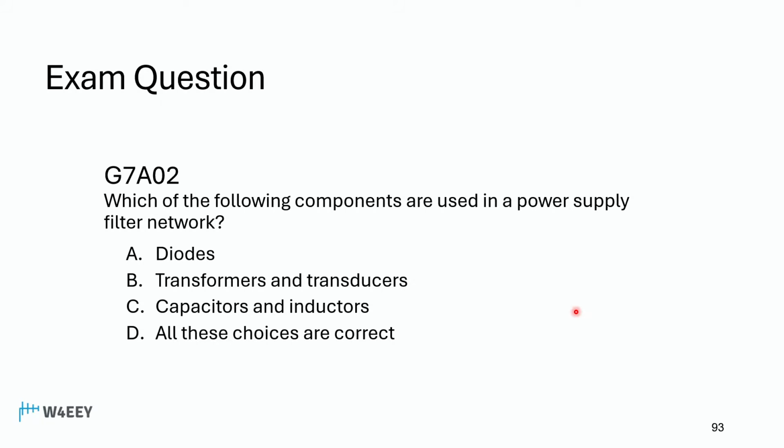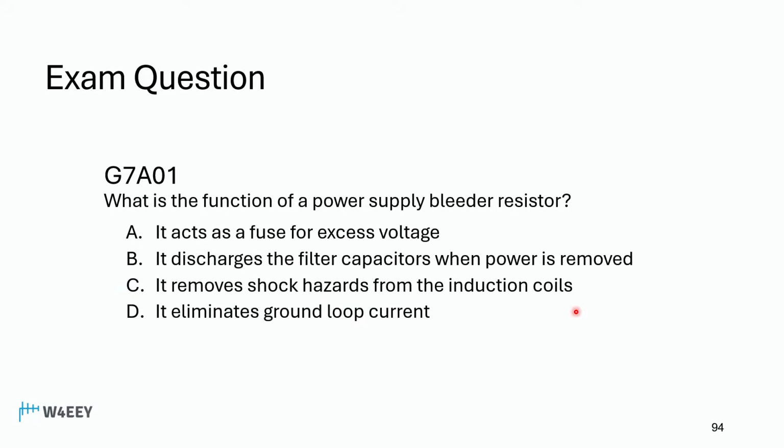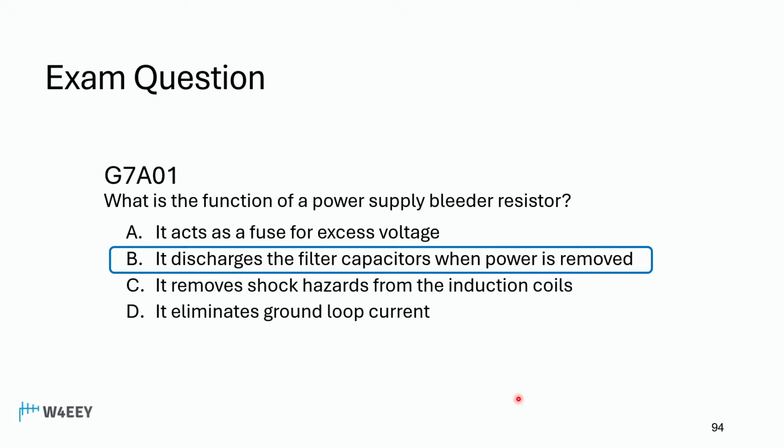Which of the following components are used in a power supply filter network? Charlie, capacitors and inductors. What is the function of a power supply bleeder resistor? Bravo. Well, Bravo seems to be the predominant answer. Discharges the filter capacitors when power is removed, which reduces shock hazards, but not from induction coils. That's what makes C incorrect.